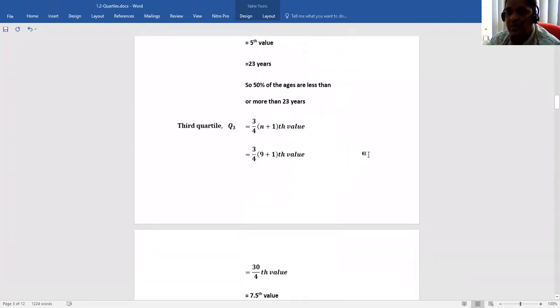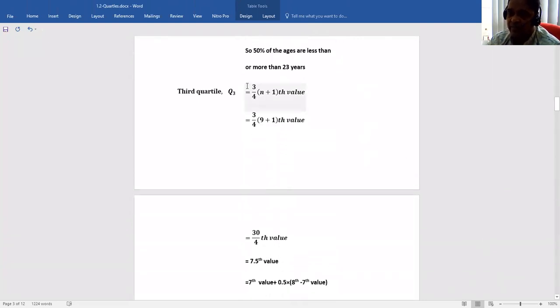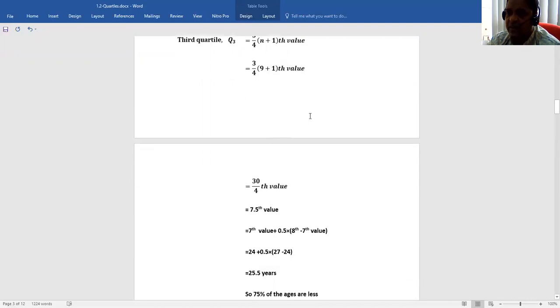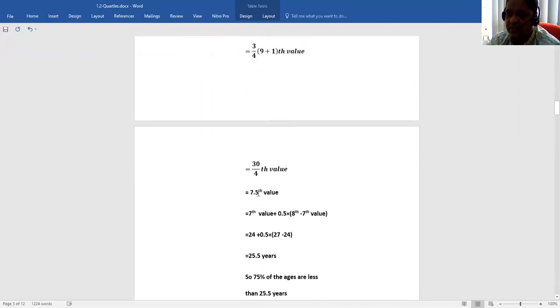So let us calculate quartile 3. For quartile 3, same, 3 over 4 times (n plus 1). For the first quartile we have 1 over 4 times (n plus 1), the second quartile is 2 over 4 times (n plus 1), and for the third quartile, 3 over 4 times (n plus 1) value. If you do the calculation, we get the 7.5th value.